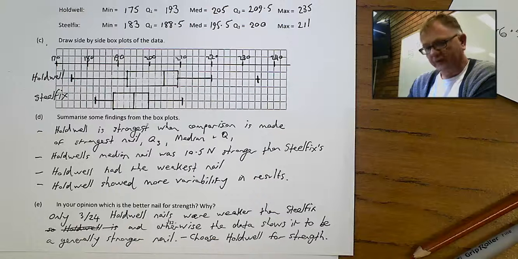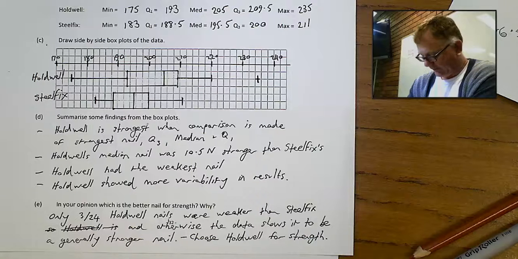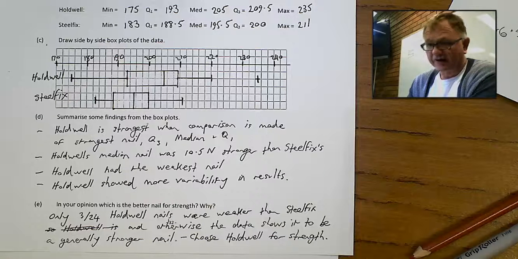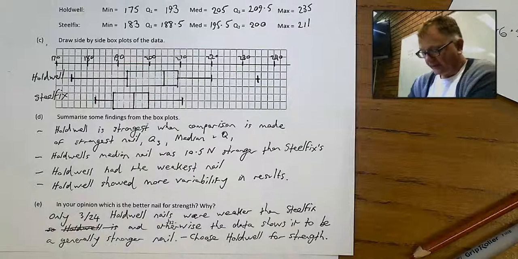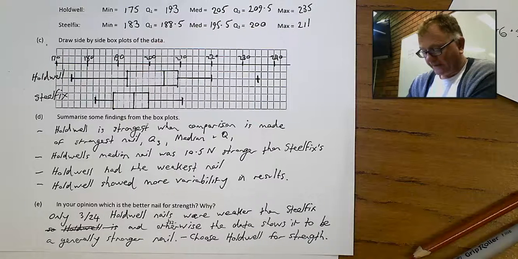With Steelfix, they're quite consistent, and with a Steelfix nail, you know what you're buying. Whereas with a Holdwell nail, it may be strong or it may be weak. Which is the better brand? Now, with this sort of thing, you could write an answer either way. I actually decided to go for Holdwell because, generally speaking, they're a whole lot better. They seem to be better on most of those indicators than Steelfix.